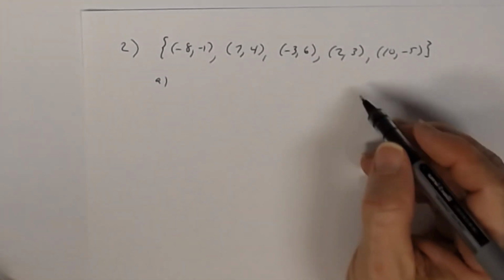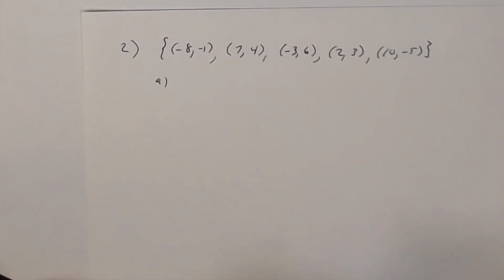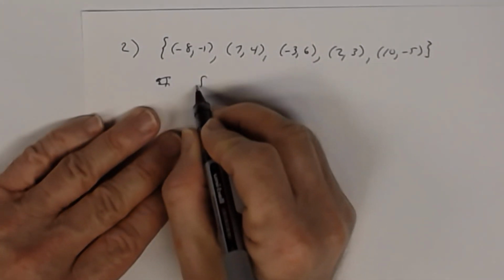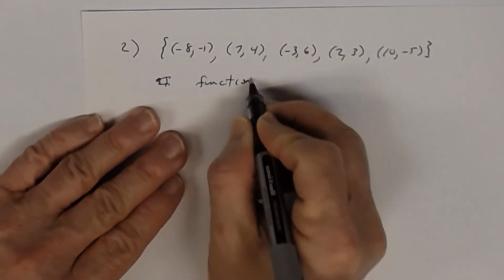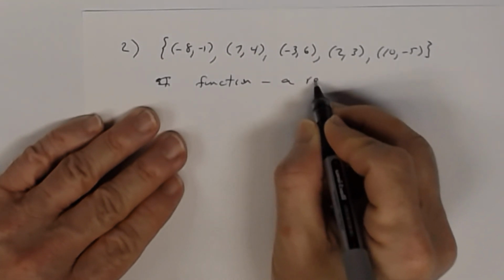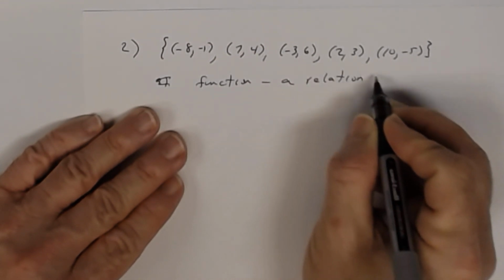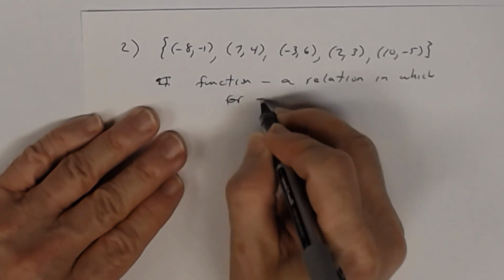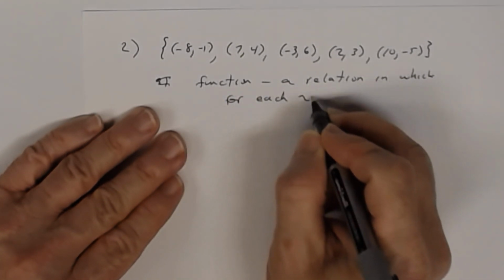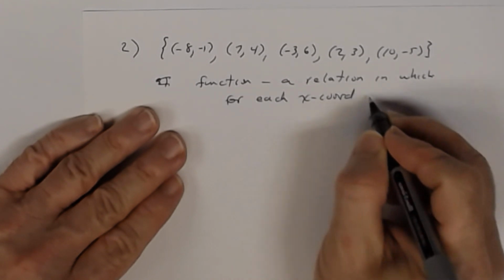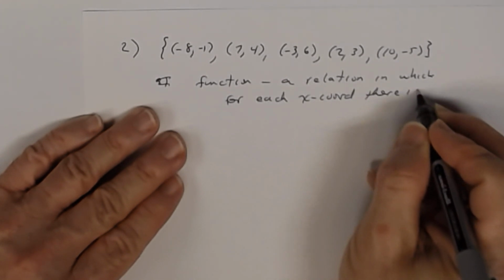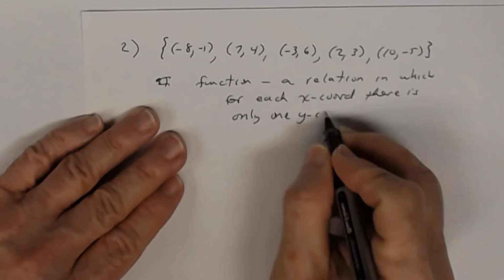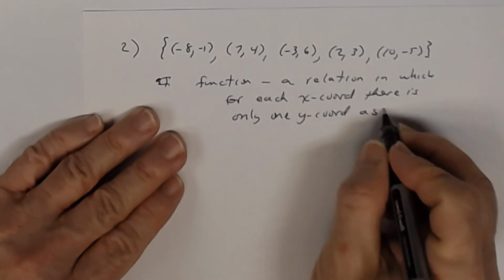So remember, the definition of function says that, let me go and kind of write it here. So a function is a relation in which for each x coordinate there is only one y coordinate assigned to it.